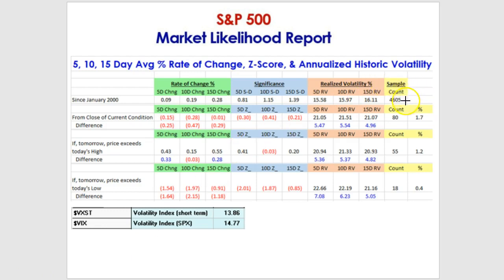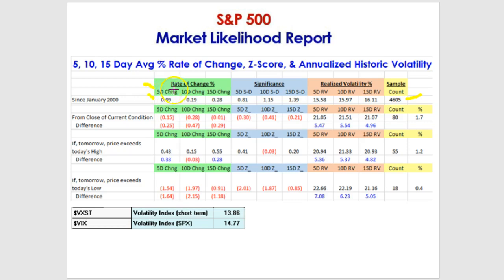Okay, and we could see 4,605 occurrences of the S&P 500 since Jan of 2000. From one close to the close 5 bars later, on average, we have a change of almost 0.1%, 0.09. Remember, the market's been very bullish most of the time. We've had some bear markets in there, but generally the market has gone up quite a bit. On average, you have a 5-day rate of change of almost 0.1%.